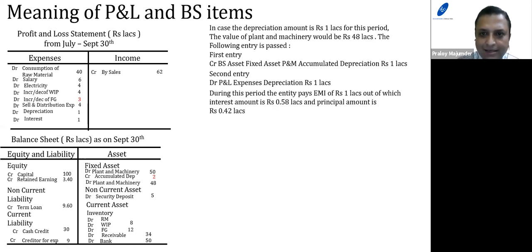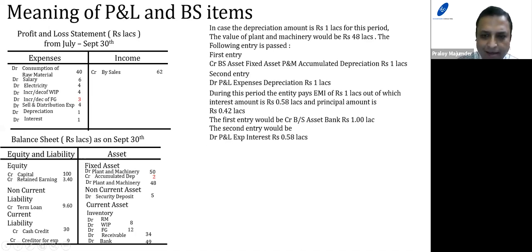Now what we can say, EMI of 1 lakh is paid, out of which interest amount is 0.58 lakhs and principal amount of 0.42 lakhs. Same entry. First, bank balance will go down. So bank balance is going down by 1, 50 was there. So 1 will go out. So it becomes 49. Now for interest part, it would be in P&L. For principal part, it will come from term loan, just like previous case.